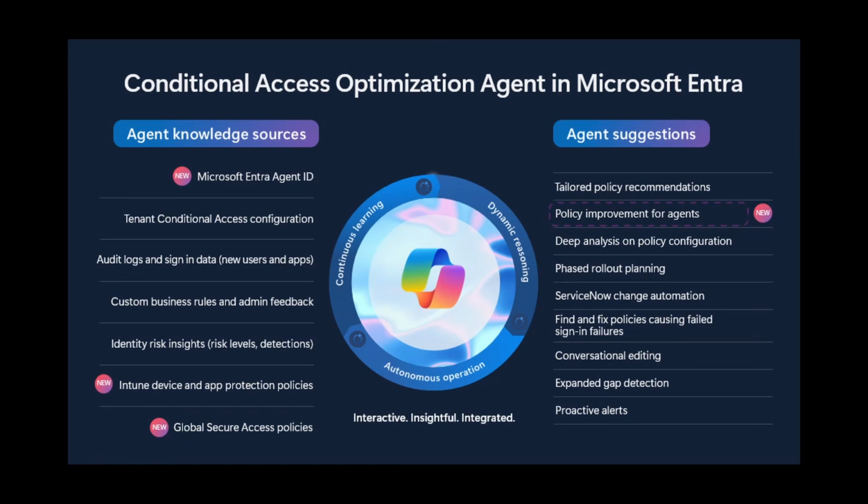And then conversational editing, of course, we're all very comfortable now interacting with AI via chat interface, and the agent supports this as well. So you can ask the chat anything related to the agent. Why did you recommend this? I want more detail. Can you make this change to the recommendation?